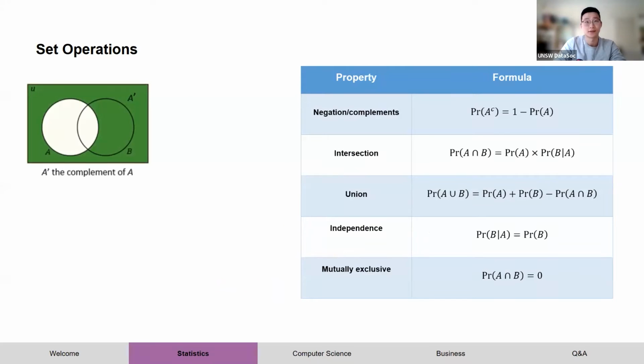Firstly, let's start off with negations or complements. If we think about the complement of a set A, then that's just looking at all the values that aren't in that particular collection. In this situation, where set A is the white circle represented in the Venn diagram to the left, everything outside of that, highlighted in green, is the complement. In terms of probability, that's just 1 minus the probability of set A.